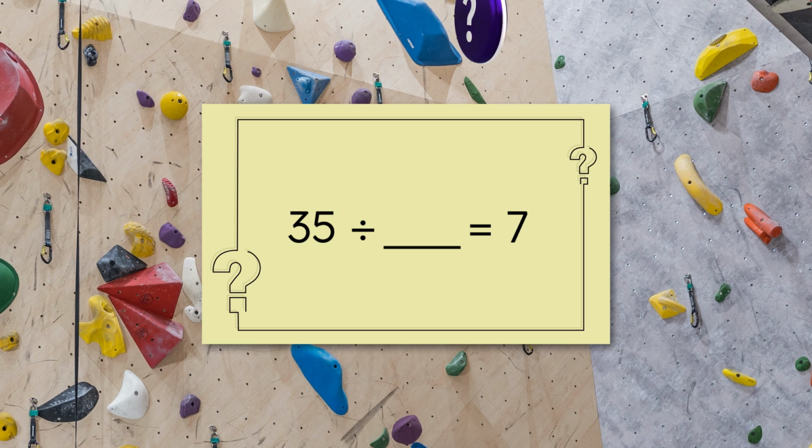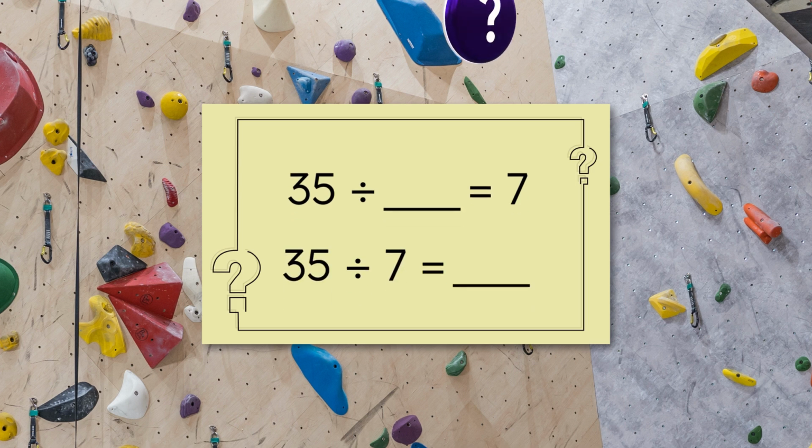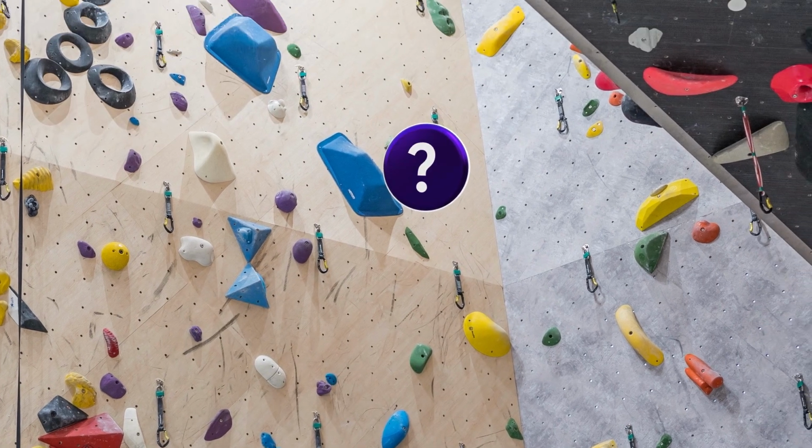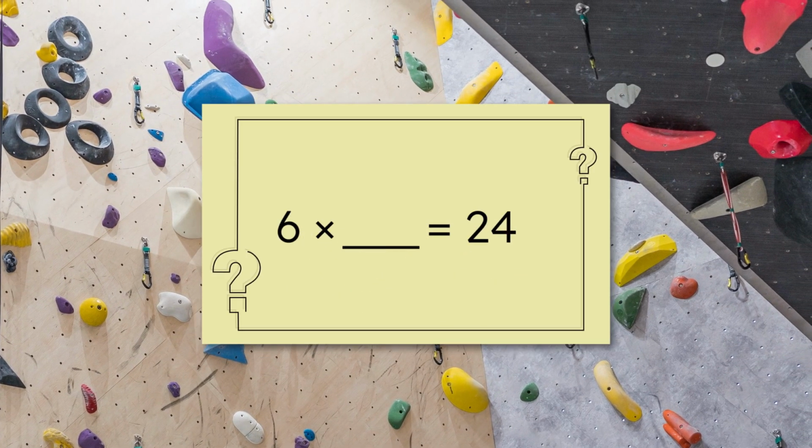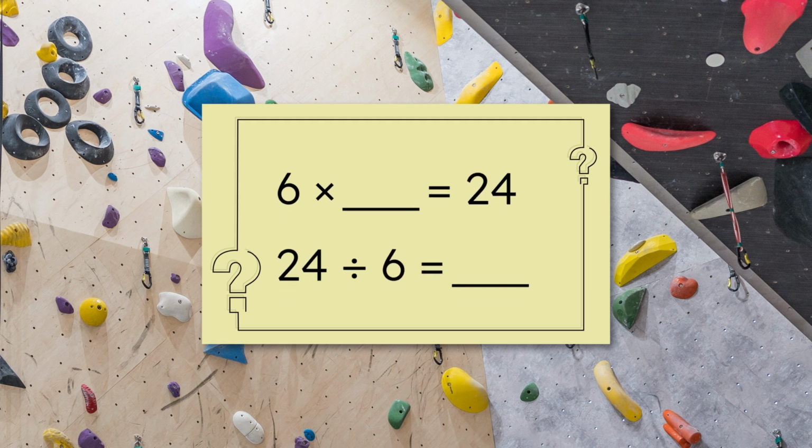35 divided by something equals 7. How else can we arrange that problem? Right, 35 divided by 7. That equals 5, so 35 divided by 5 equals 7. Nearly there. 6 times something equals 24. We know the total amount, so how else can we arrange that problem? 24 divided by 6, yeah. That equals 4, so 6 times 4 equals 24.